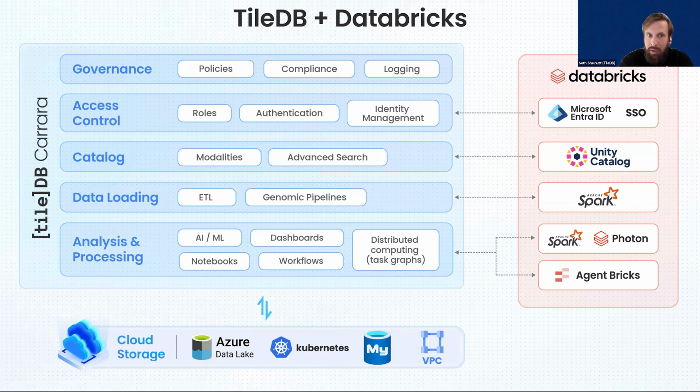Now, the nice thing about TileDB and TileDB Carrara here is that while we have a lot of these functions built in, you can also directly connect to different components from Databricks, right? On the catalog, we're going to showcase the Unity Catalog from the TileDB side, like Mark just showed the Delta Share items there. For the actual data loading or the analysis, you can run Spark jobs, Photon jobs, and of course, things like Agentbricks and Genie to be able to do all of that. So you've got a lot of flexibility with how you're going to be accessing the data and where you're actually going to be running that compute.